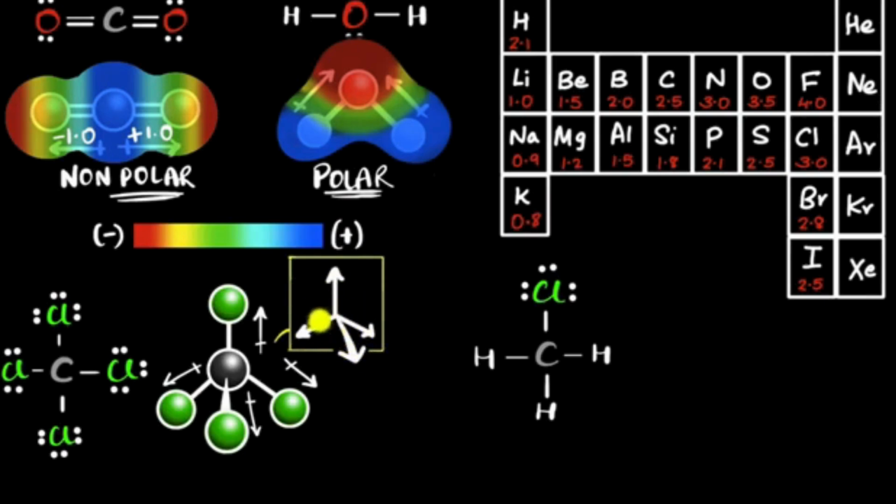Remember, in a tetrahedron, the angles between these vectors would be exactly the same. And therefore, all of that eventually works out and just cancels out because of the tetrahedral structure over here. So again, here's another example where the bonds are polar, but because of the symmetry, the molecule itself is non-polar.